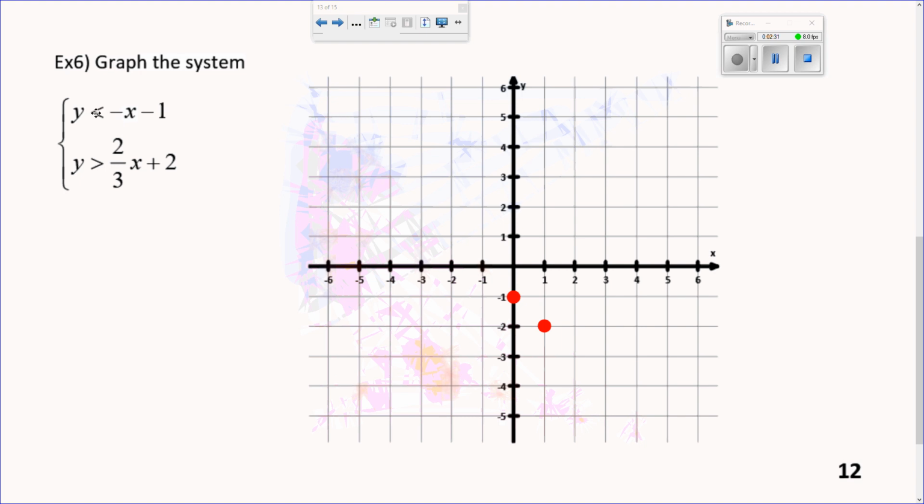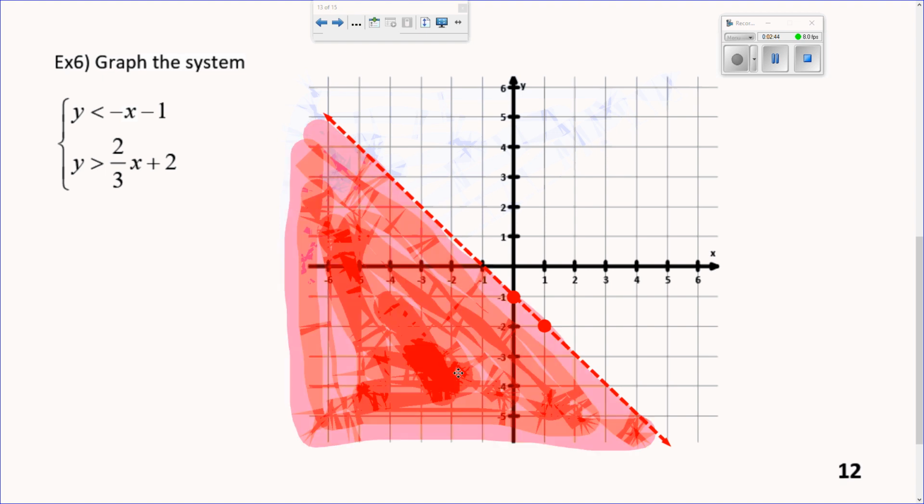And is it a solid line or a dotted line? It should be a dotted line because y is not equal to, it's just less than. And am I going to shade above the line or below the line? Since it's less than, I'm going to shade below the line.